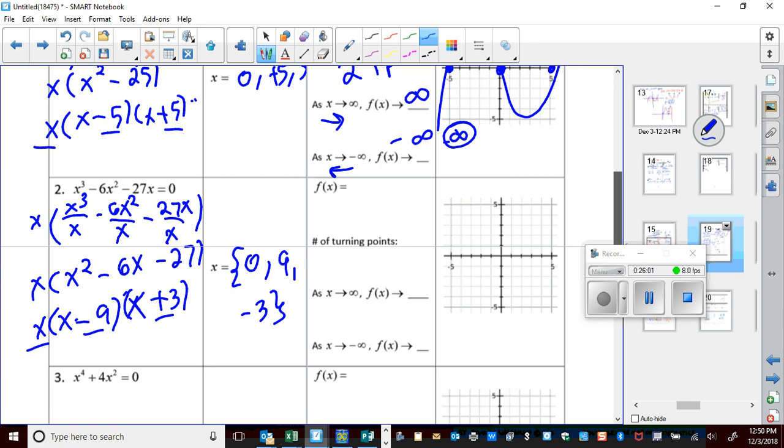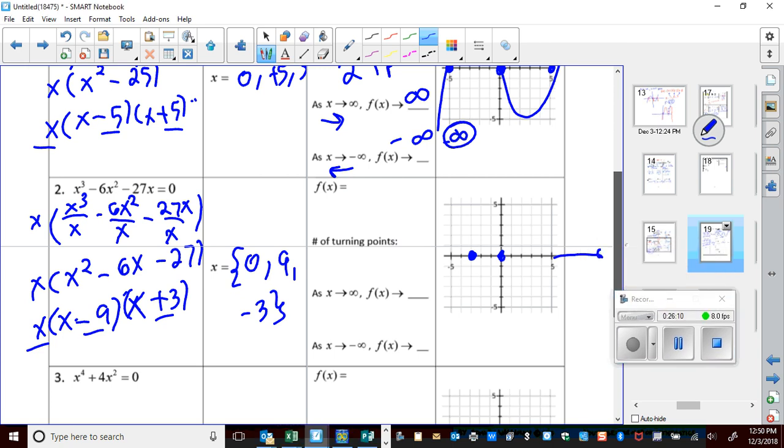Okay, so I'm going to go put my zeros on the map. Here's one at negative 3, here's one at 0, and although I don't have 9 on here, 9 is over here somewhere. Right? This is a cubic function. It's positive, so it's going to look something like this.